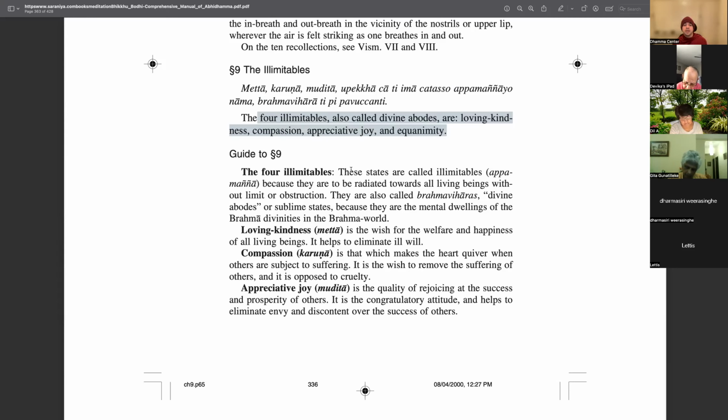Loving kindness is the wish for the welfare and happiness of all living beings. It helps to eliminate ill will. Karuna, compassion, is that which makes the heart quiver when others are subject to suffering. It is the wish to remove the suffering of others, as it is opposed to cruelty.